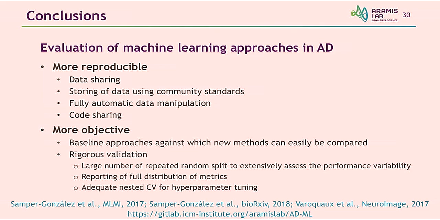And you also need a rigorous validation that includes a large number of repeated random splits to extensively assess the variability of the performance. You need to report the full distribution of accuracies. And all the violin plots that I've shown you were obtained with Clinica, which was presented earlier by Pradip. And you also need an adequate nested cross-validation to optimize all your parameters.